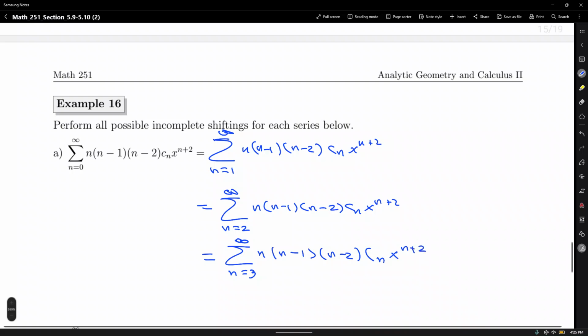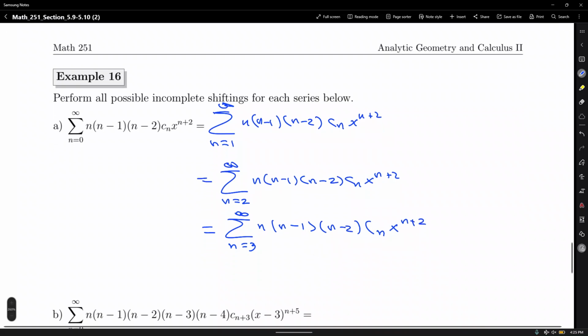But guys, can I write the series for n equals 4? Would that be equal to the series at n equals 4? Not anymore, right? So at n equals 3, I no longer have the terms for n equals 2 and n equals 1 and n equals 0. All right? Okay.